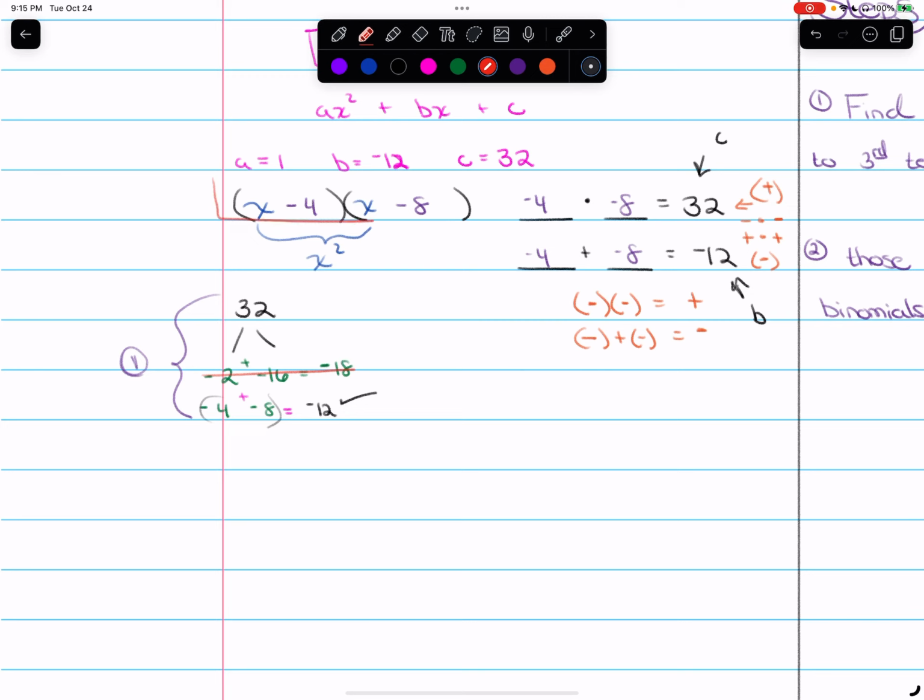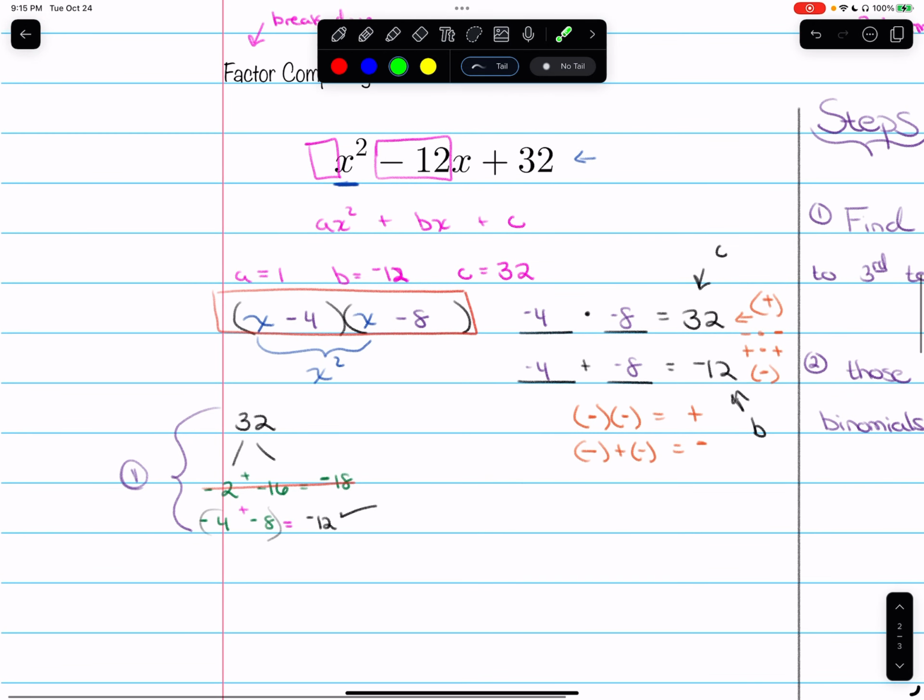And the beauty of this is we are done. If we were to FOIL this back together, multiply these two back together, we would get right back where we started at x squared minus 12x plus 32.